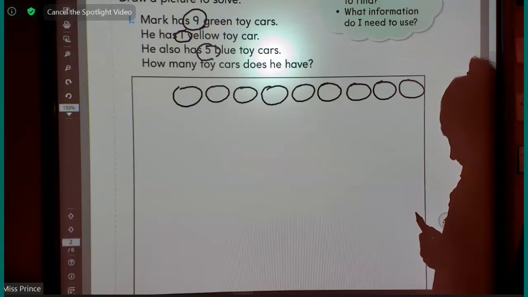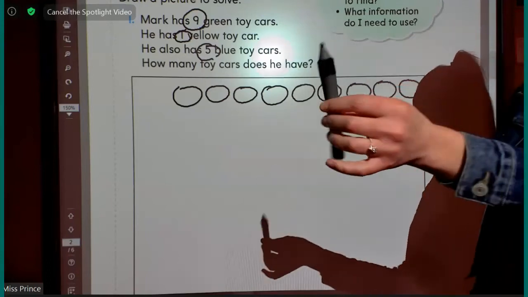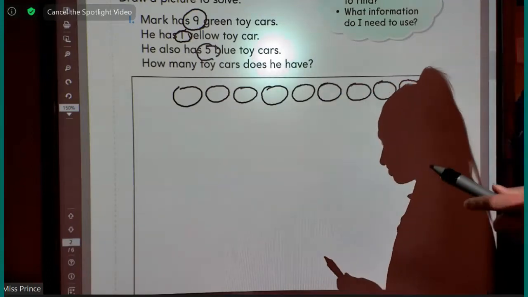Can we use colors for this? We're going to use pencil. This pencil will let you know if you need to change to color crayons.